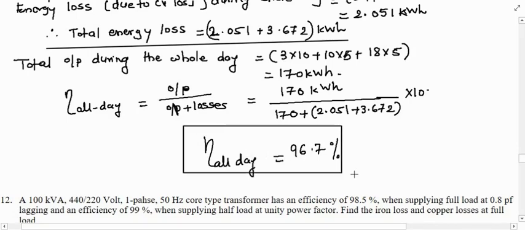The normal difference between all day efficiency and normal efficiency is that while finding out all day efficiency, this output should be nothing but the total energy output. So this output should be in kWh, or the energy output. Similarly, in the denominator, this is the energy input, which is nothing but the output in kWh plus losses in kWh. Because your distribution transformer is running throughout the day, therefore its efficiency is always expressed as a ratio of the energy output to the energy input.